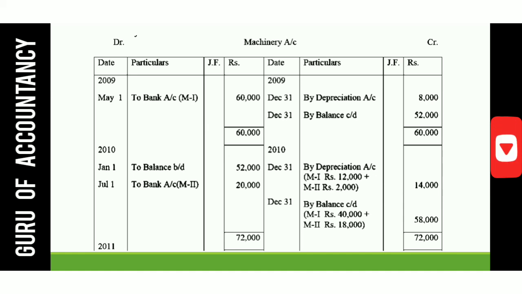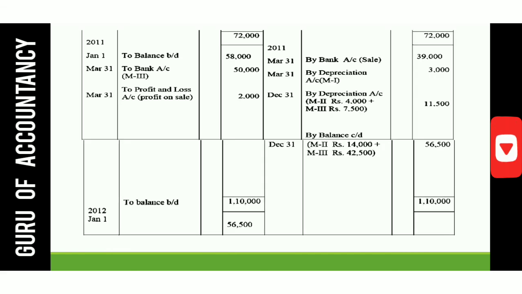Your entry is depreciation account debit to machinery. So on the credit side of the machinery account you are writing by depreciation 14,000. 2010 is over. Now the books of accounts are closed and you are finding the balance, and that is coming 58,000. Individually, machine 1 balance 40,000 and machine 2 balance 18,000. Now third year 2011, on the debit side we are bringing the balance, balance brought down 58,000.